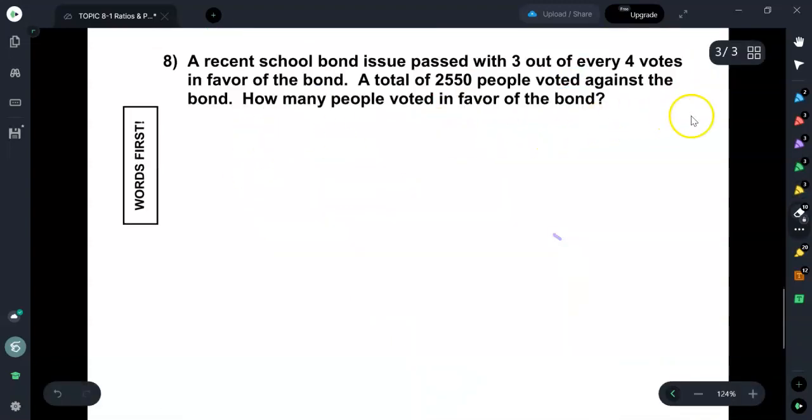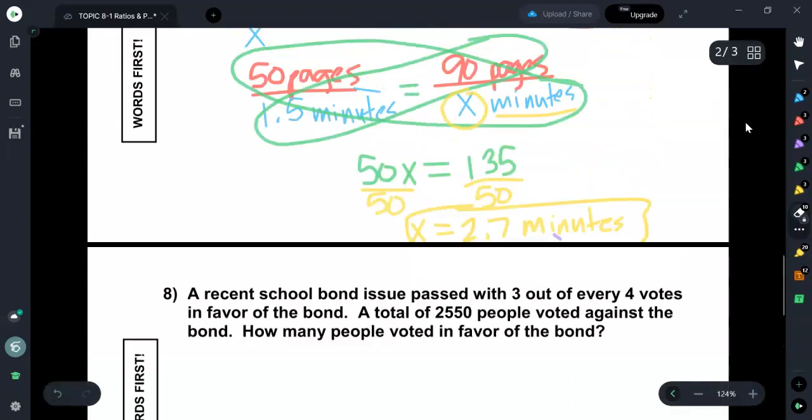Hey guys, so this one is a little bit different, and this one is where you're really going to have to organize your thoughts. The thing about proportions is that you can form them in multiple ways, and I'm going to show you. Let's go back.